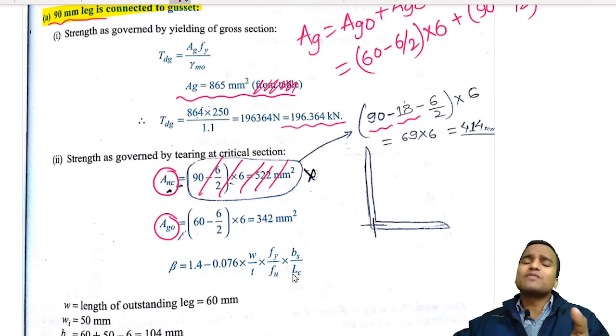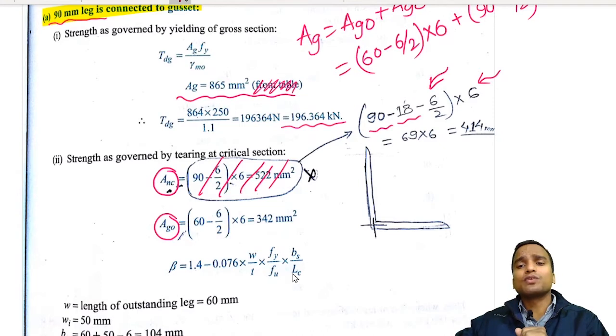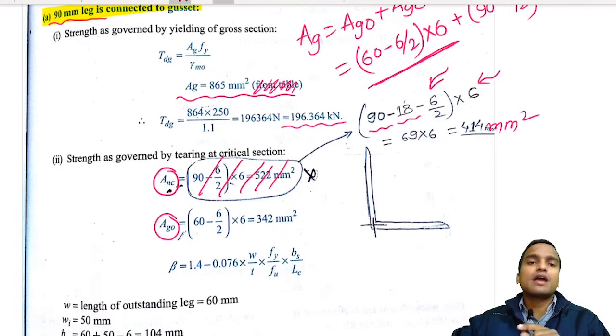So ANC can be very easily calculated: 90 minus 18. Why 18? 18 is the diameter of the hole for M16 bolts, and minus 6 by 2 is due to rounding of the edges at the toe, and multiplied by the thickness of the angle section. So this value will be equal to 414 millimeter square. Okay, and then you have to calculate the gross area of the outstanding leg, and this will be similar to the value which we have calculated, and you can directly write it from here also.